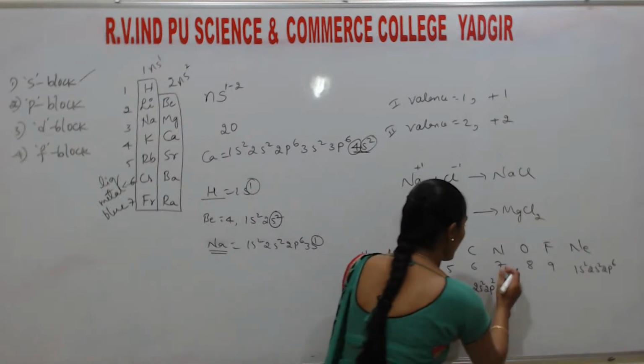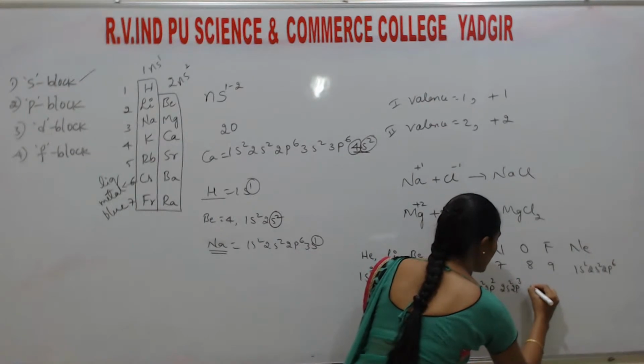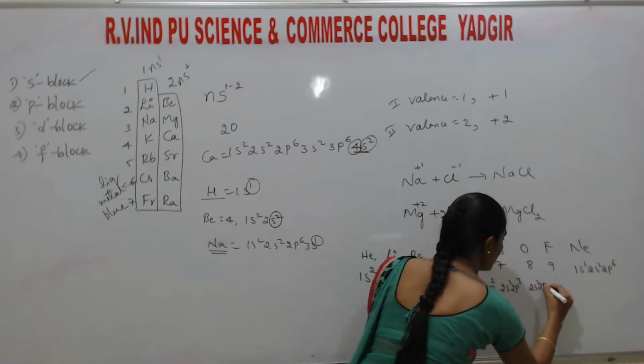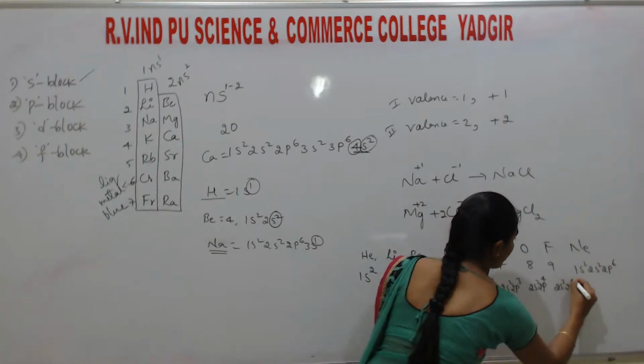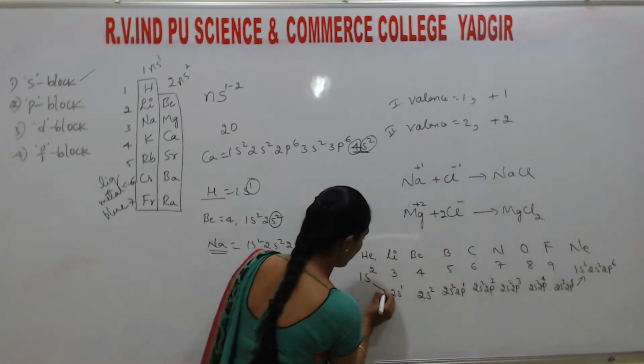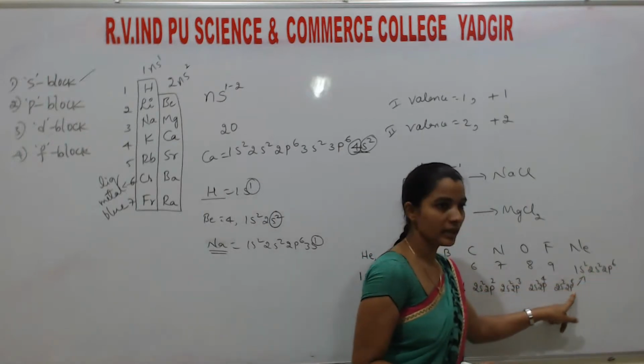So here 1s2, 2s2, 2p3. This is 1s2, 2s2, 2p4. This is 1s2, 2s2, 2p5 for fluorine. Later 1s2, 2s2, 2p6. Correct?